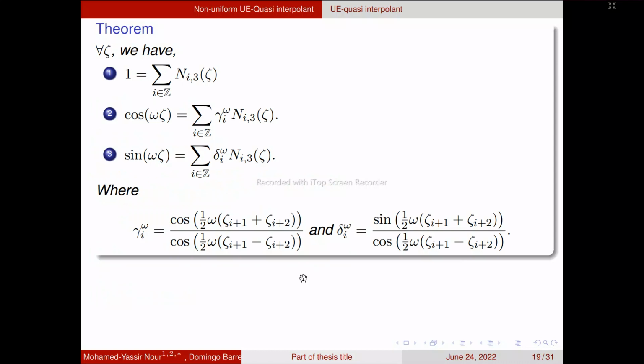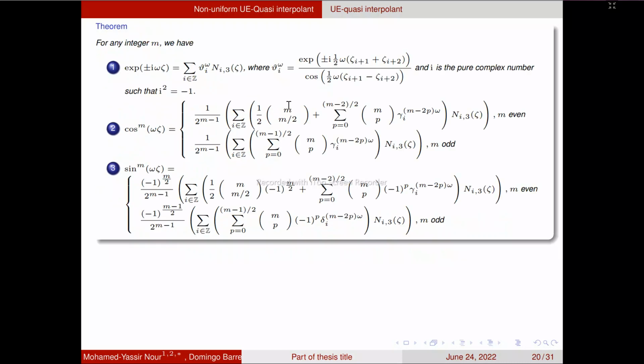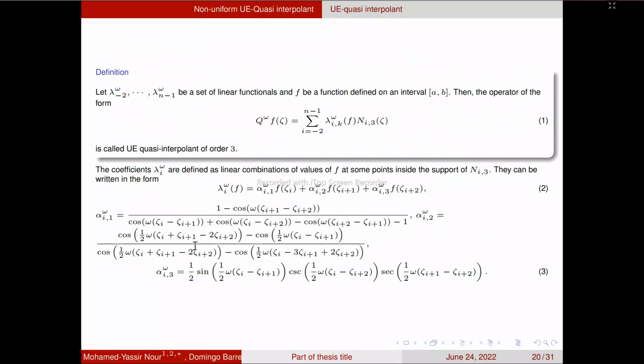Now let's move to our non-uniform quasi-interpolants, and let's start with the Marsden identity. With the Marsden identity, we find that the constant 1, the cosine, can be written in terms of UE-splines with gamma and delta as follows. The same thing for the sine. Afterward, we express the exponential in terms of the cosine to the power m and the sine to the power n.